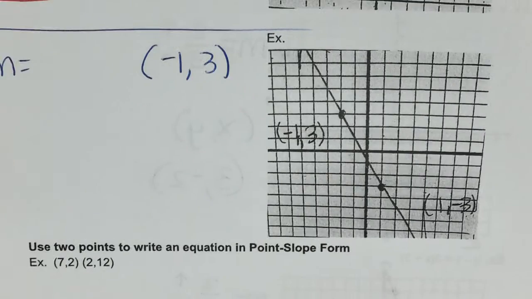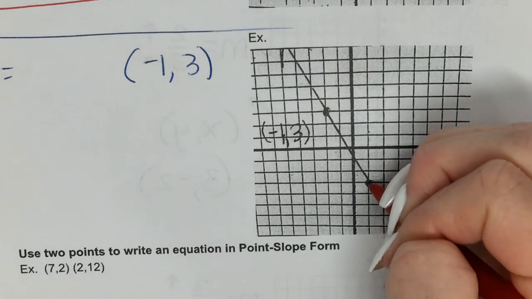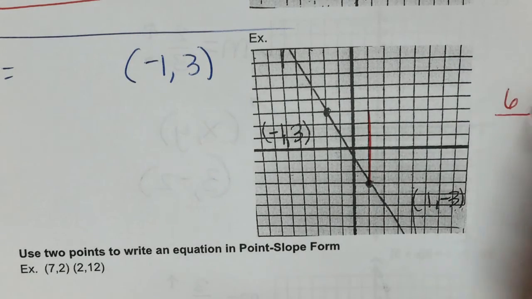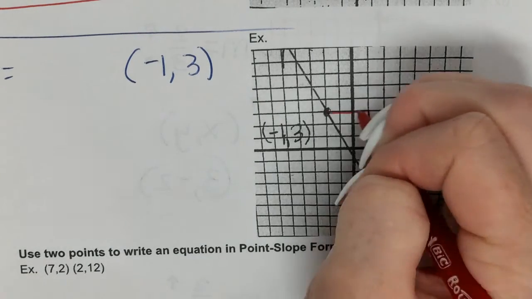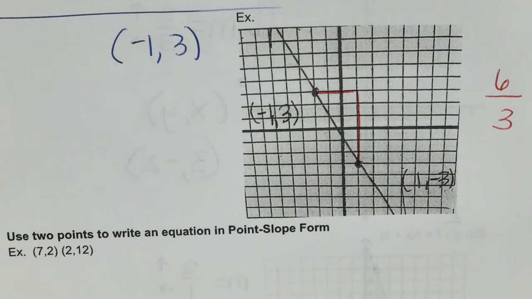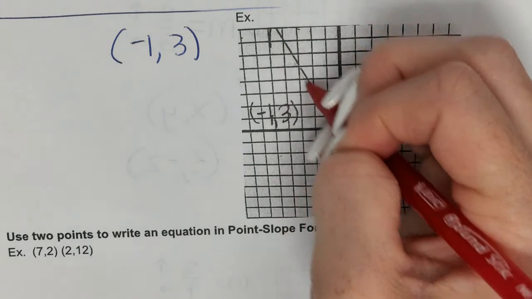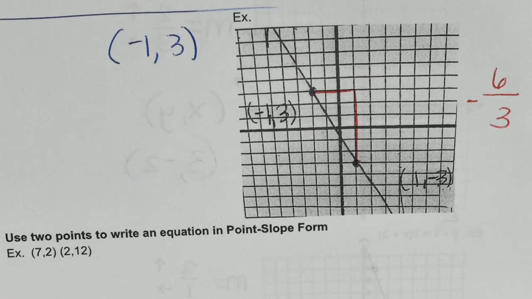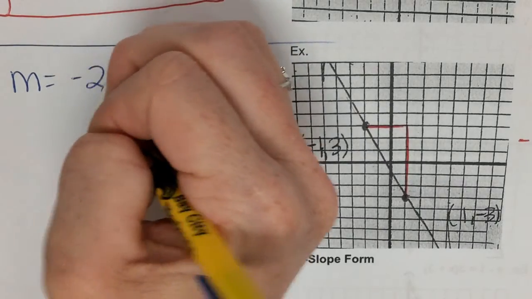All right, let's do the rise. From here to here, what was my rise? 6. What was my run? 3. Is it positive or negative? Because it's going down. All right, what's 6 divided by 3? So my slope is negative 2.